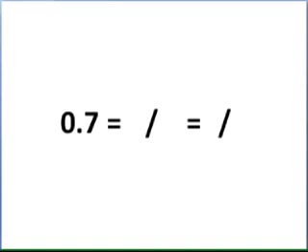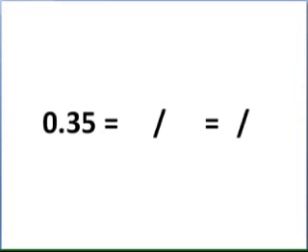And here we have 0.7. 7 is my numerator, and 10 is my denominator. Doesn't simplify any further than that, so the answer is 7/10. Here we have 0.35. The numerator is 35, and 100 is the denominator. That simplifies to 7 over 20.